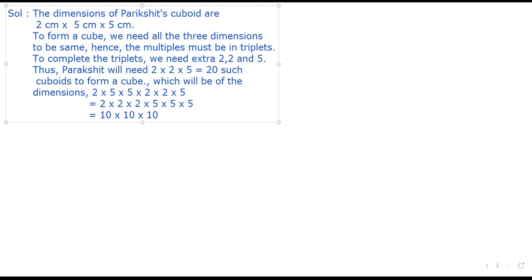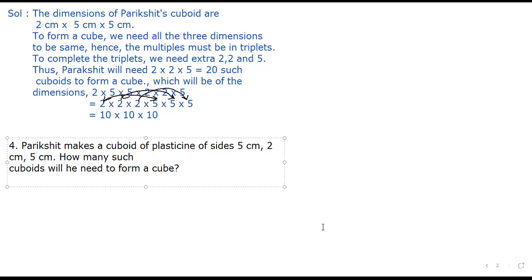And what we will do is that we'll just show it. 10, 10, and 10. Show it with a pencil. 3 10s have become. So all the 3 become equal. All 3 equal means it becomes a cube. Yes or no? Yes, sir. Do we understand this? Yes, sir.